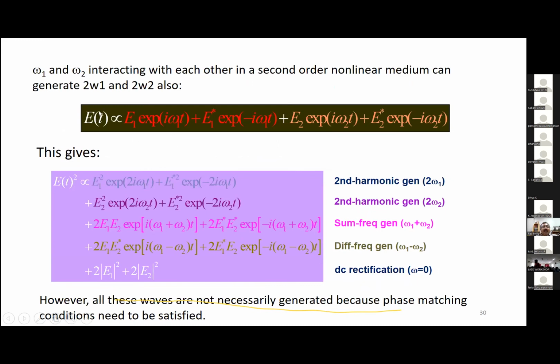You write E(t) with two fields with frequencies omega-1 as well as omega-2. And when you take E(t) squared for this, you have a long expression. This expression contains second harmonic generation at 2 omega-1, again second harmonic at 2 omega-2, sum frequency at omega-1 plus omega-2, difference frequency at omega-1 minus omega-2, and DC rectification at omega equal to 0. This doesn't mean that all these phenomena will happen at the same time in the crystal. That won't happen because there are phase matching constraints.